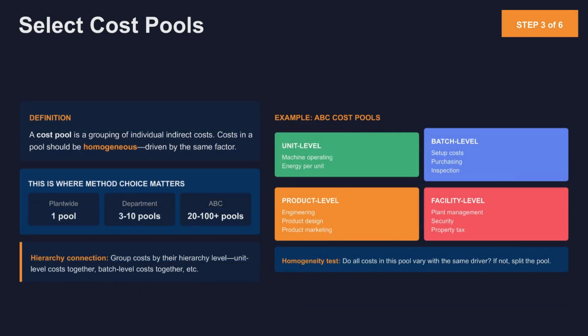Third step, select the cost pools by grouping individual indirect costs that share a common driver. Understand that method choice influences the number of pools, progressing from one plant-wide pool to several departmental or numerous activity-based cost pools, ensuring homogeneity in cost behavior for accuracy. If you use ABC costing, you need to consider the cost hierarchy and create separate pools for each level. Ensure each pool contains costs driven by the same factor, which is the homogeneity principle.